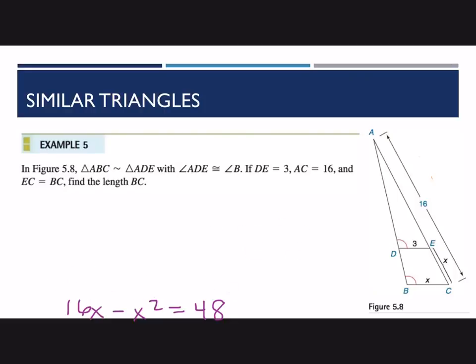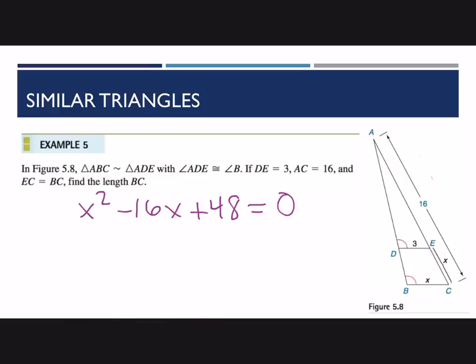Let me erase that. Okay, so I'm going to move the x squared and 16x to the right so that I can get the x squared to be positive. So add x squared, subtract 16x, 48's still on that side, and then that equals 0. Alright, so let's try factoring first. Maybe the numbers work out nicely.